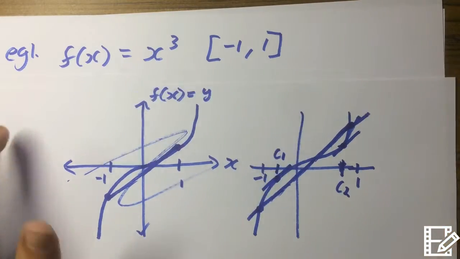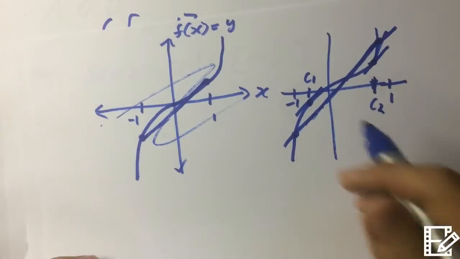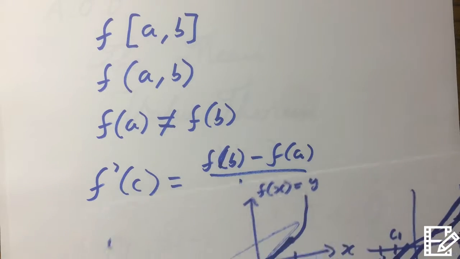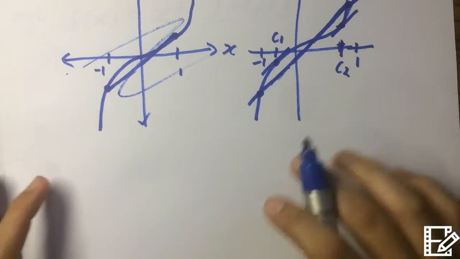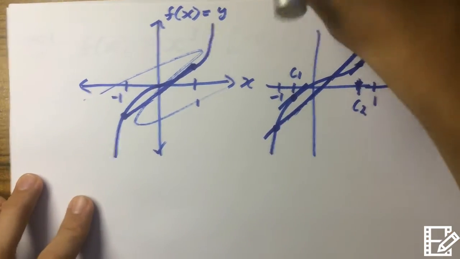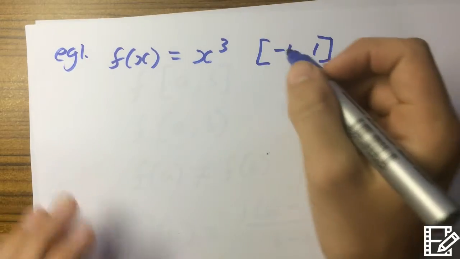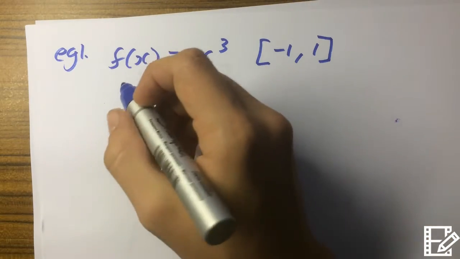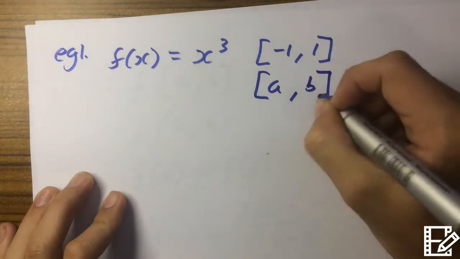And the slope of c1 and c2 will be found using this formula. Okay, so let's get right onto it. We have a function x cubed. So what we're going to do is first, this is a and this is the b value.